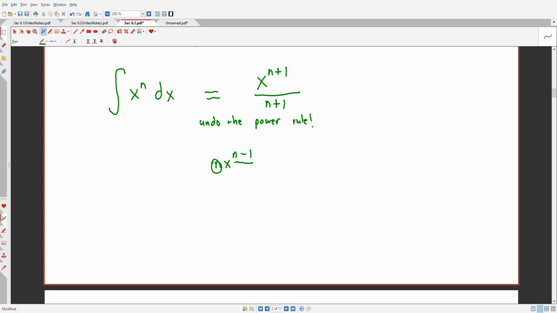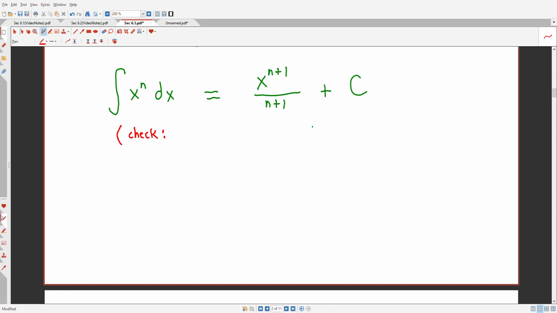And because this is an indefinite integral, I need to always put a plus c to acknowledge I've undone, to acknowledge that I have all the antiderivatives. So here's the good news, though, about coming up with these rules. You can always check whether or not you're right. And so let me just try a check here in red. How do you check that you're right?